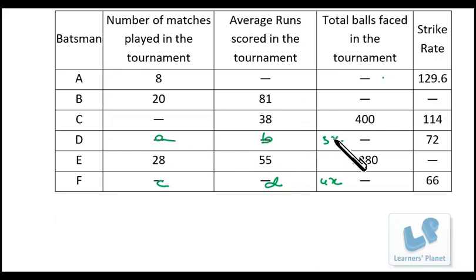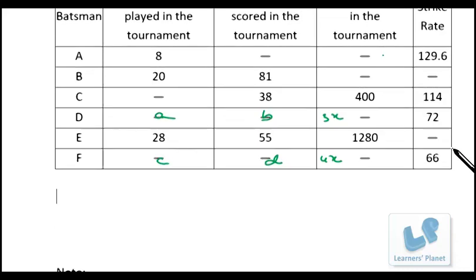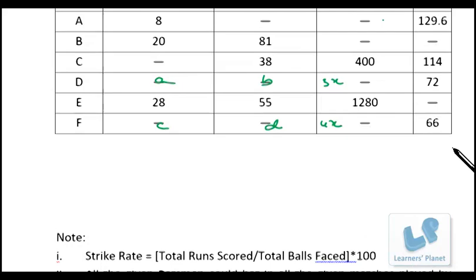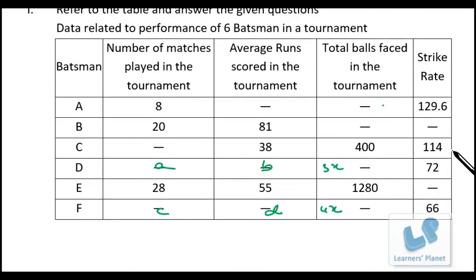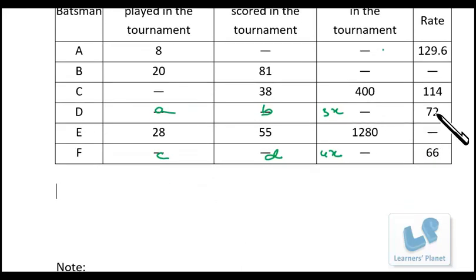Now AB by 3x is 72, right? AB by 3x is equal to 72. I am not taking 100 into consideration because we have to find the ratio and 100 will be mutually cancelled. So AB by 3x is 72. So AB is 72 into 3x, but in the numerator we have to put the data of F. So CD by 4x is 66. So CD will be 66 into 4x and AB will be 72 into 3x. Okay.